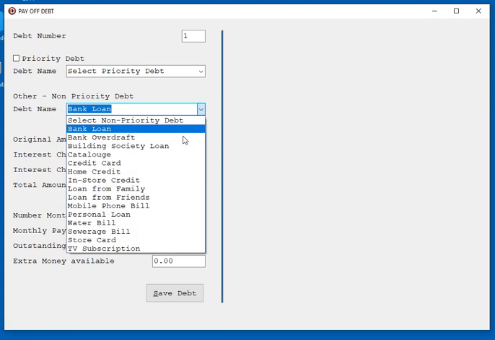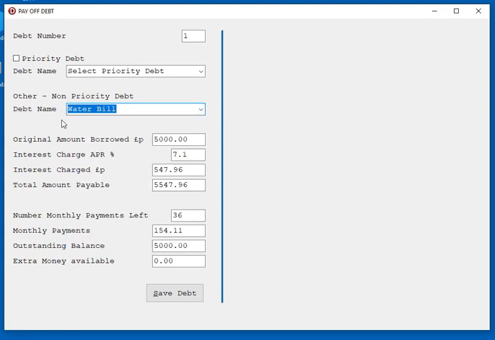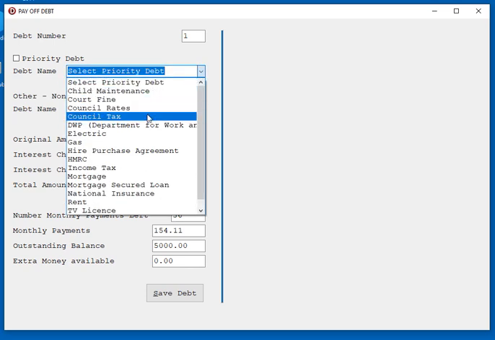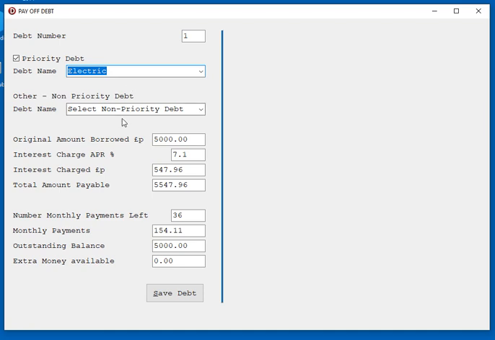Now the reason a water bill is a non-priority debt, but a gas and electric bill is a priority debt is the fact that apparently, from what I've heard, the water companies cannot cut your water off, whereas the gas and electric companies can cut your utility off. So let me know how it goes. Let me know what you think.